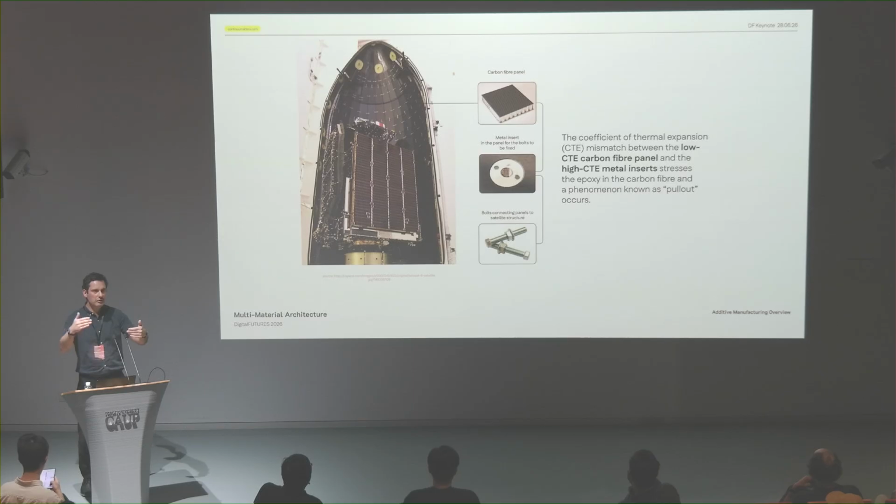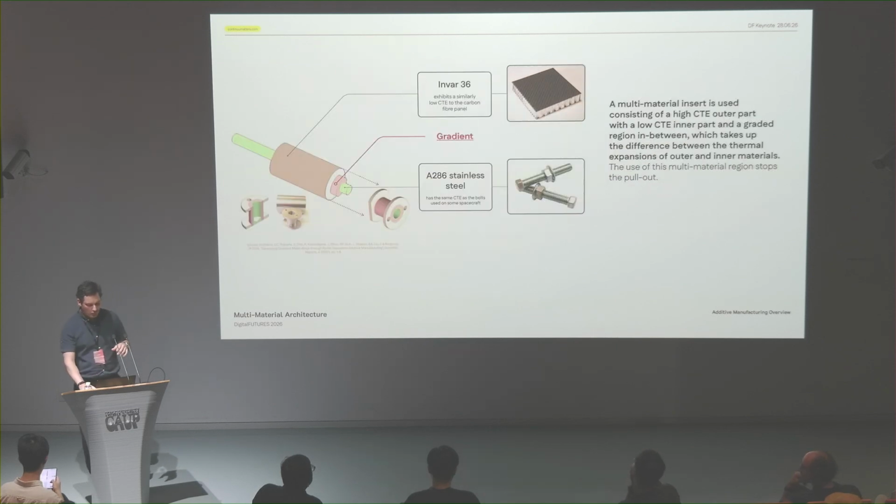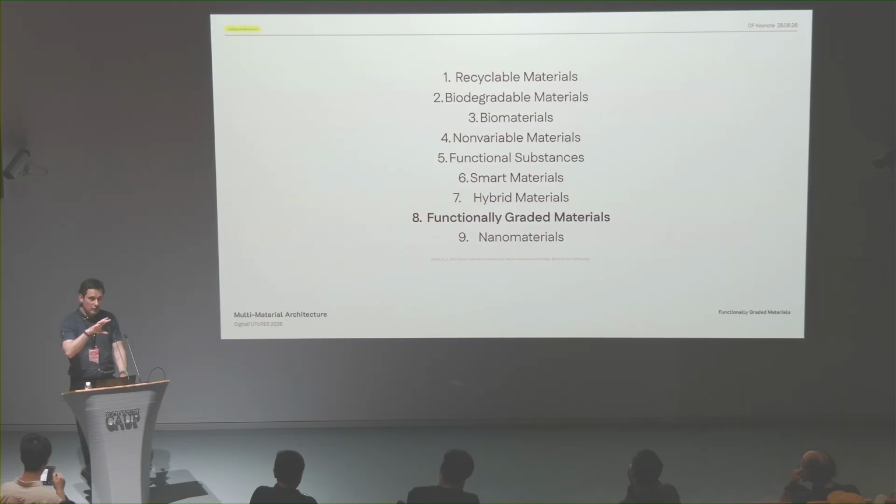Carbon fiber has a different expansion coefficient to the metal frame, and they would tend to fall off the frame because they expand differently. So the way scientists resolved that was to create a multi-material insert in between that has part the thermal expansion coefficient of carbon and part of steel, and therefore this takes up the difference very nicely.